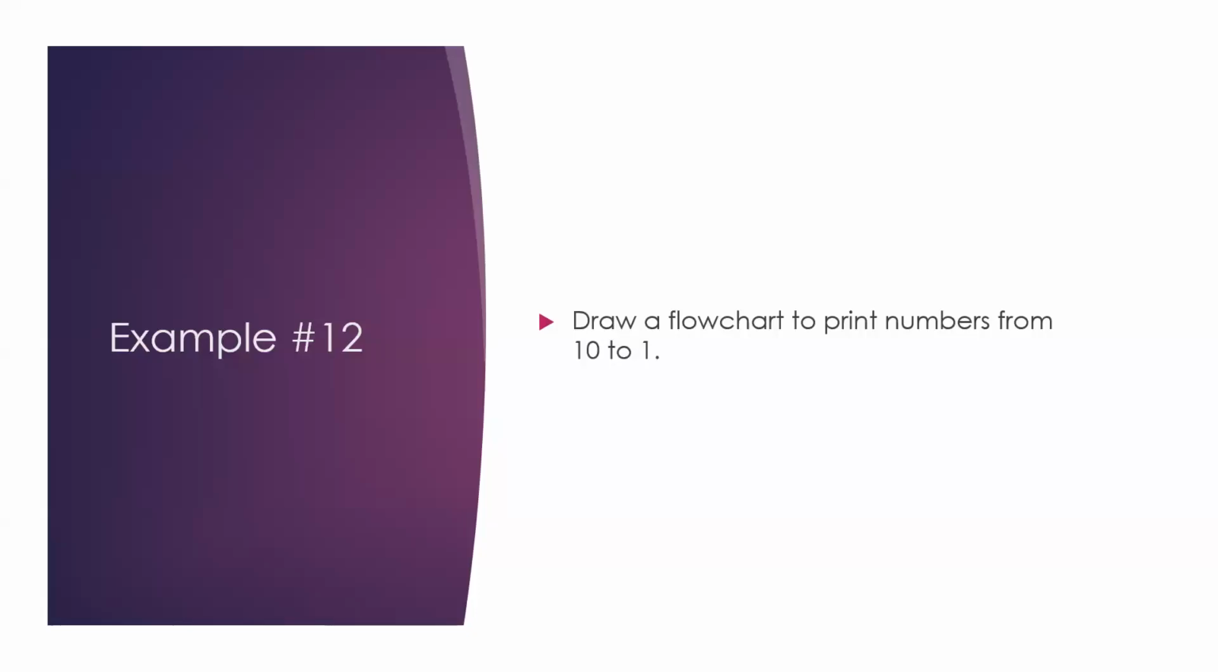As the last part, I want you to try this one. In this one, I would like to have a flow chart to print numbers from 10 to 1, the other way around.